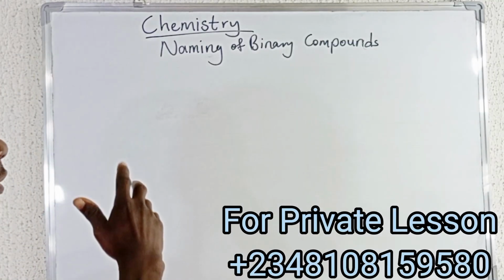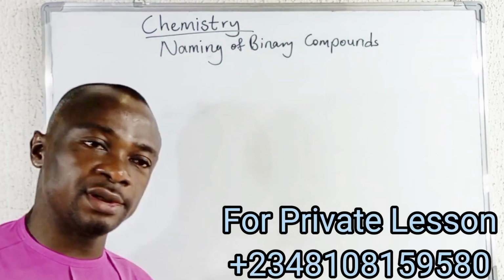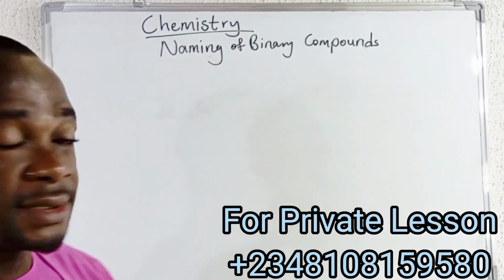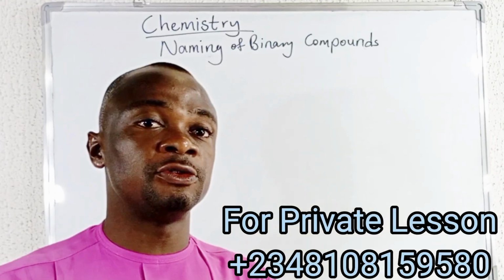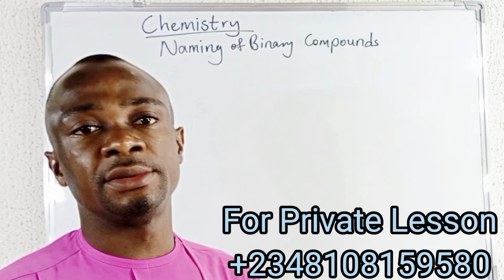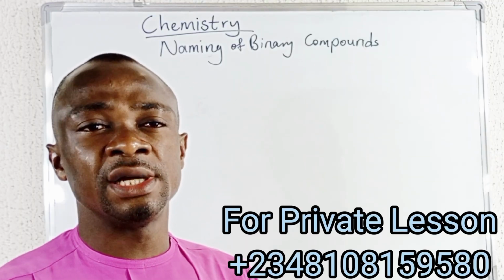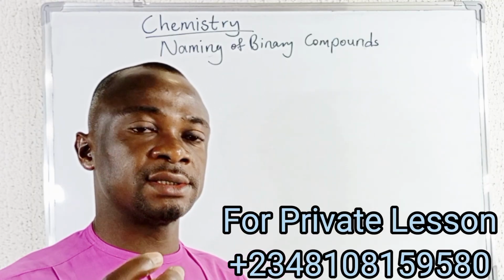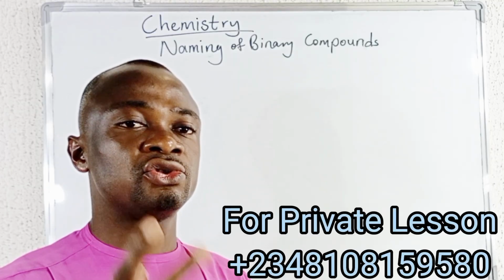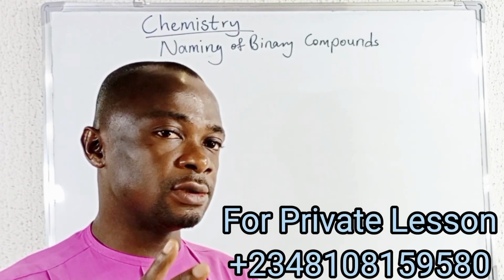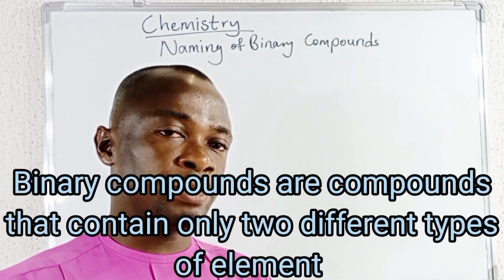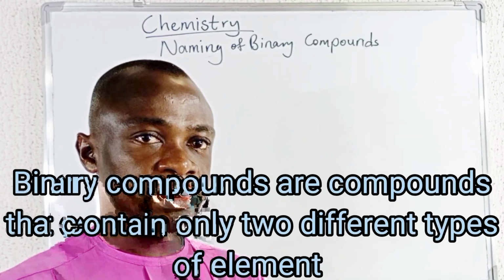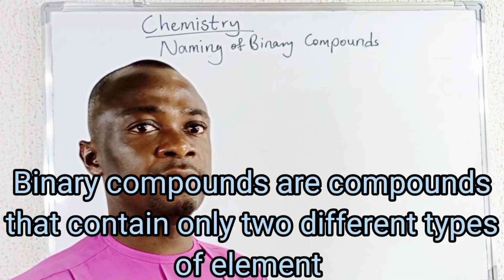We have a topic to treat in chemistry. The topic is naming of binary compounds. What are binary compounds? These are compounds that consist of two types of elements only. That is a compound made up of two different elements. How do we name such compounds?